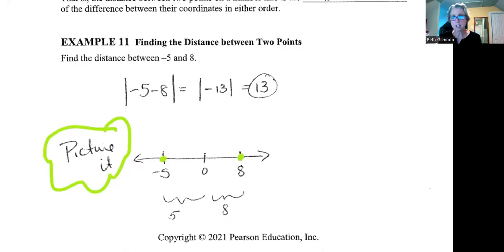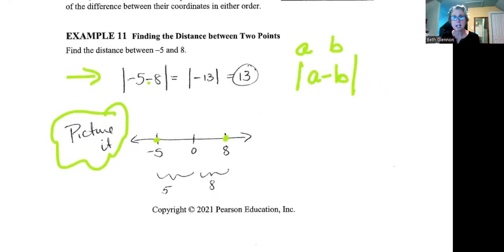The other way to do it, with an algorithm, is you take any 2 points. If you have point A and point B, all you do is take the absolute value of their difference to find the distance between those points. So here my points are -5 and 8. So I have -5 minus 8, and that's going to give me the absolute value of -13, which is 13. Okay, so follow that model anytime you have problems. Have fun in your problem set.